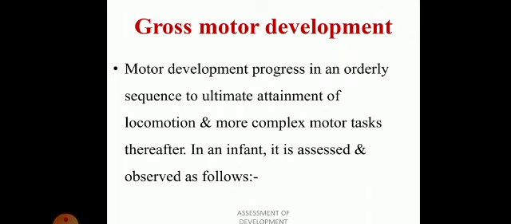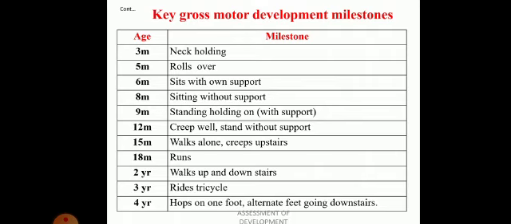So what does it include? For example, it includes locomotion and more complex motor tasks thereafter. Clear? In an infant, if we want to discuss, they are as follows. We have to consider age and milestone. In this table you can see on the left side you have age, on the right side you have milestone. At the age of 3 months the child will have neck holding, which we also call head control. Before 3 months you have to support the child's head when lifting the child, but later on the child will be able to hold his or her head by himself or herself.